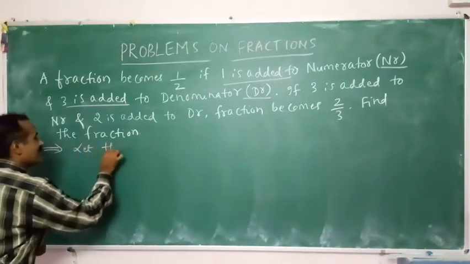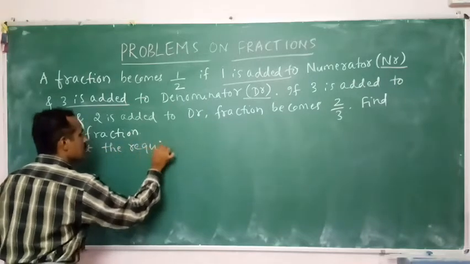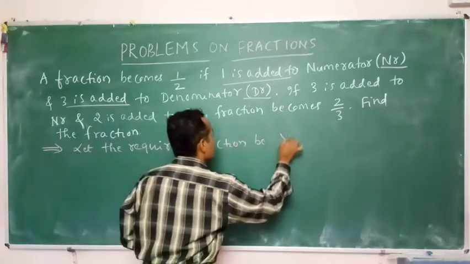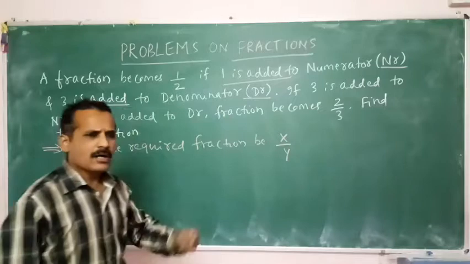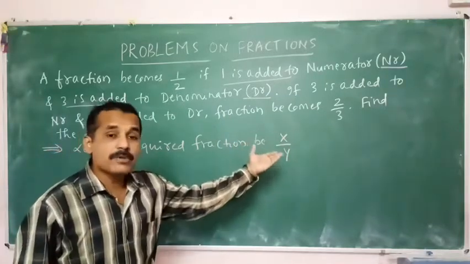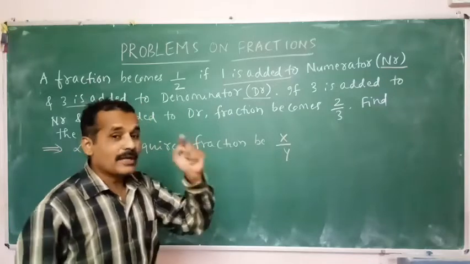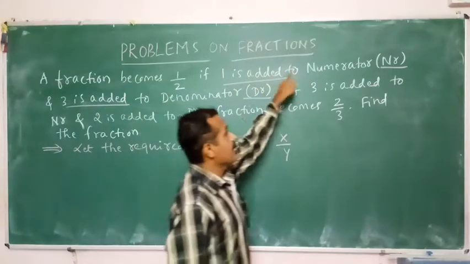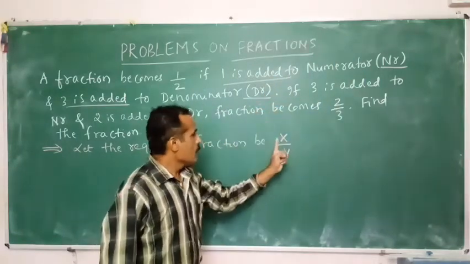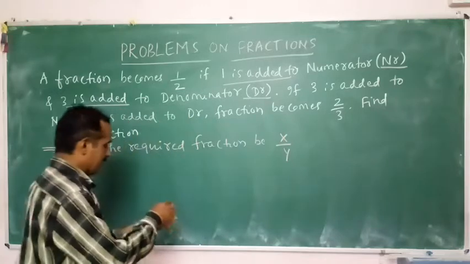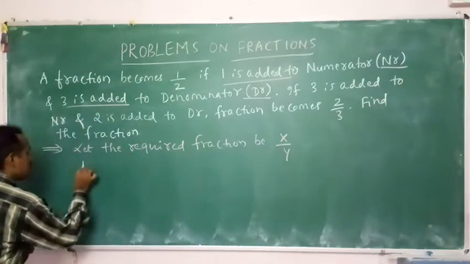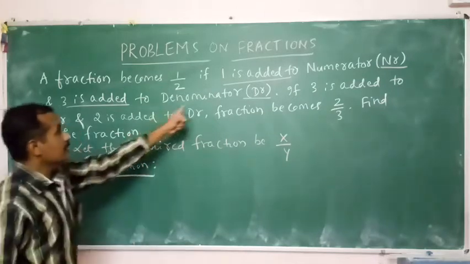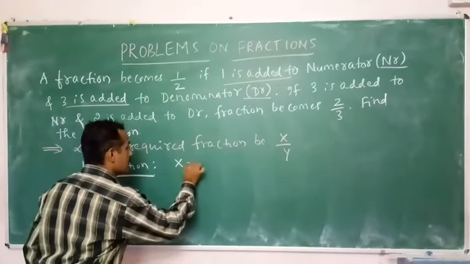Let the required fraction be x by y. This is how we have started the problem. Now let us go for condition 1 and condition 2. What does the first condition say? If 1 is added to NR, it is a very simple problem. I will write x plus 1.